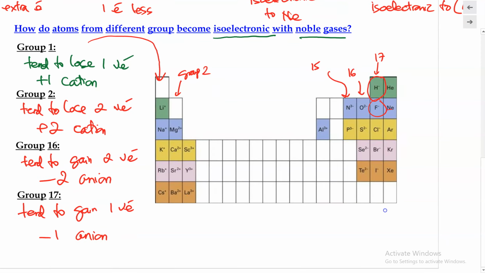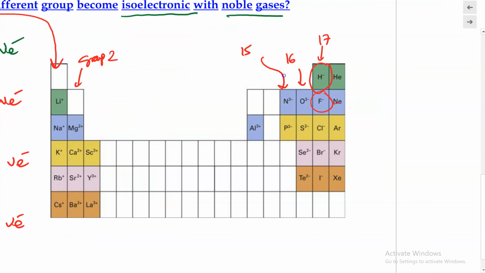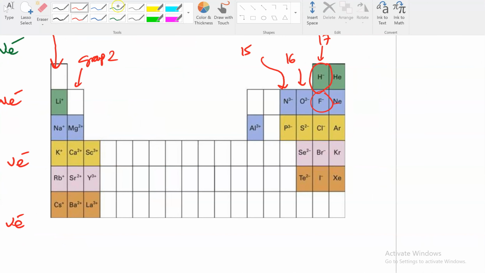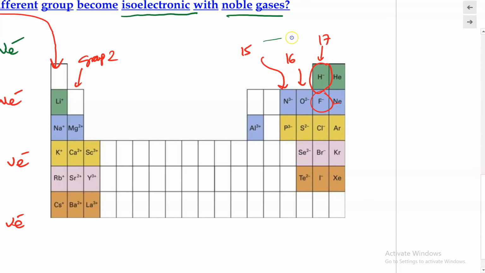Now, the reason why the elements on this right side are for the most part classified as non-metals is that for them to become octet or isoelectronic with the noble gases, the best thing for them to do is gain electrons, because they have 1 or 2 or maybe 3 electrons fewer compared to the noble gases. So therefore, they like to gain electrons to become octet. And that's why the non-metals exist over here.